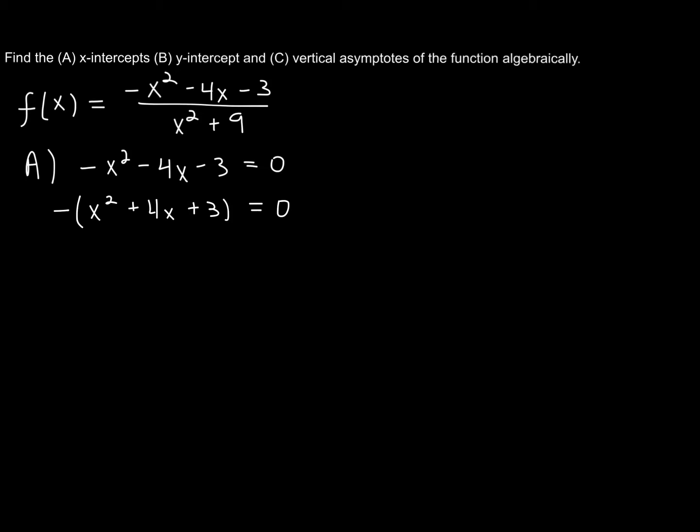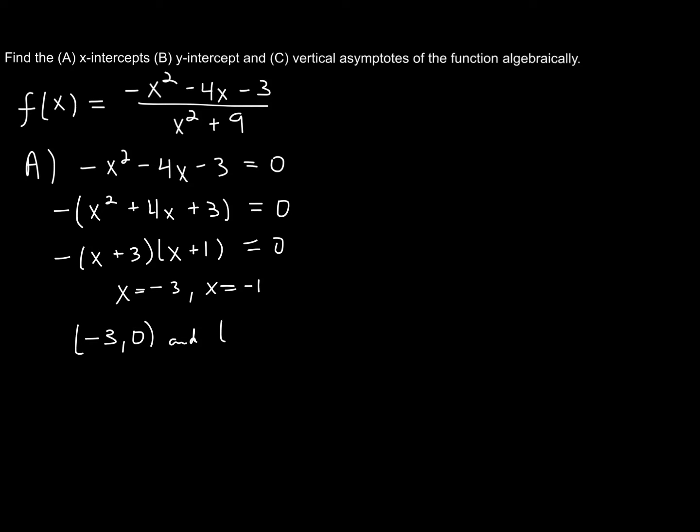And so now I can go ahead and factor, and this factors rather nicely. This will be x plus 3, x plus 1 equals 0, and therefore x must be equal to negative 3 or negative 1. And so this allows me to represent both of my x-intercepts as points. The first point is when x is negative 3, the y value obviously is 0, and when x is negative 1, the y value again, also 0.